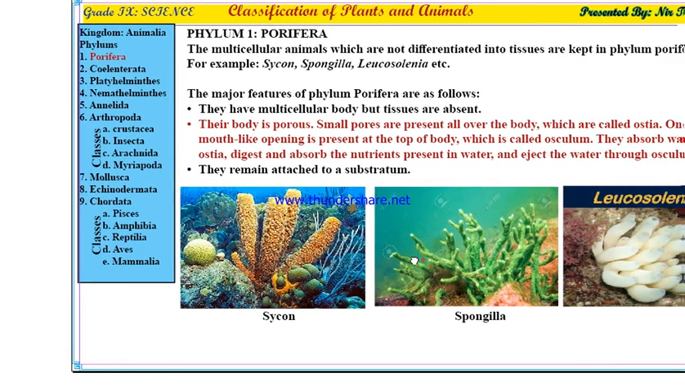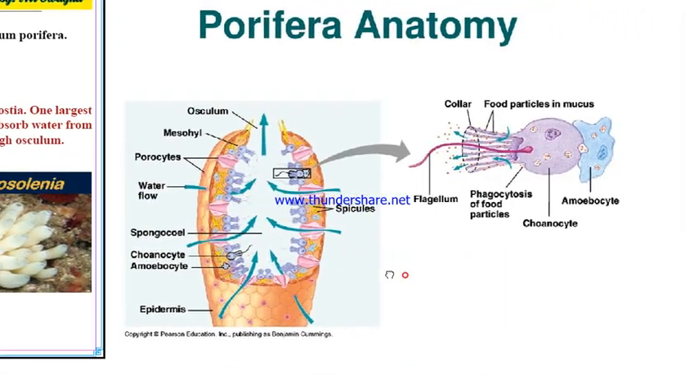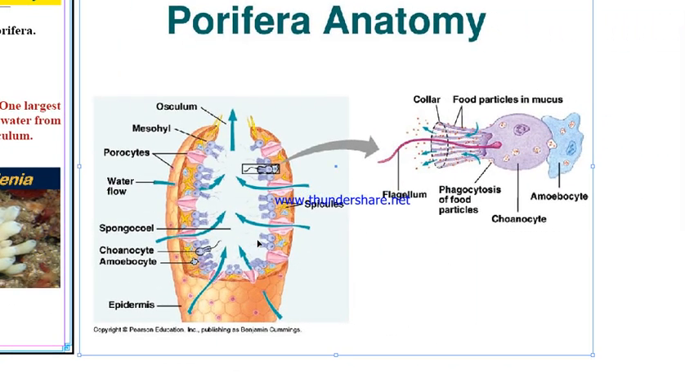Okay, I might have a diagram here. Look here, this is the anatomy of Porifera. You can see there are pores or ostia. Here it is written porocytes. Porocytes means the cells that form pores.